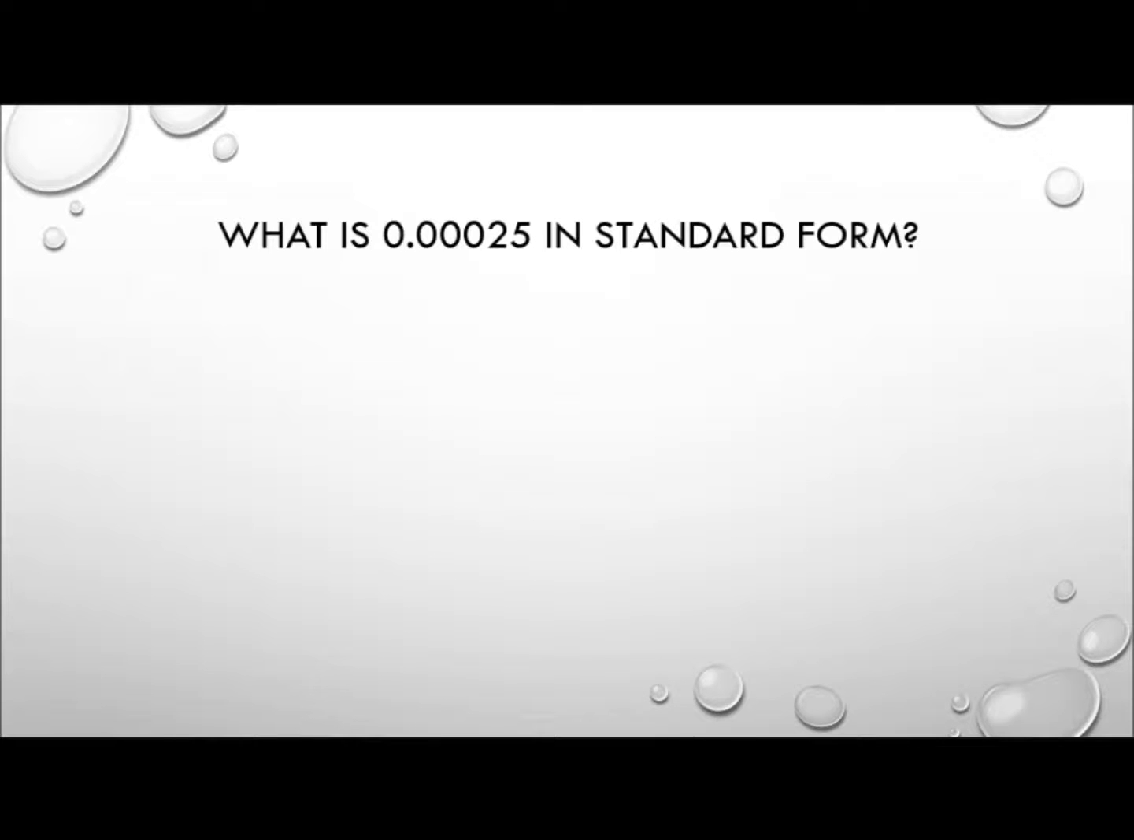This time let's take the number 0.00025 and put that into standard form. Well, this time we're going to have to move the decimal point 4 places to the right in order to get it to be 2 point something, in this case 2.5. So we're going to be multiplying by 10 to the power negative 4, and the reason the 4 is negative is because we're moving the decimal point to the right.